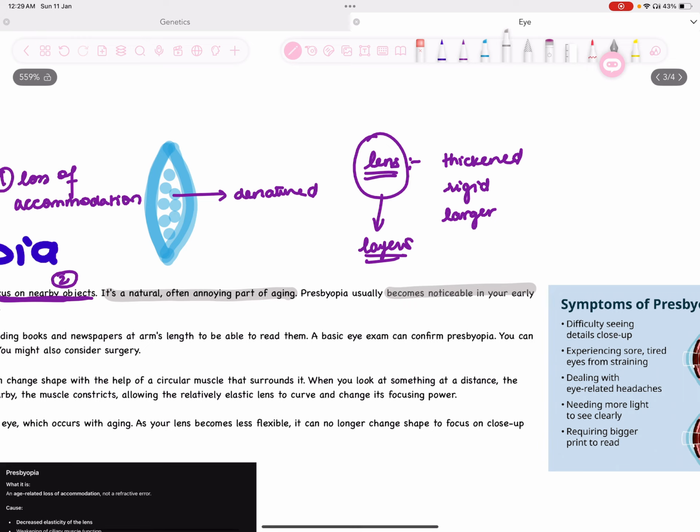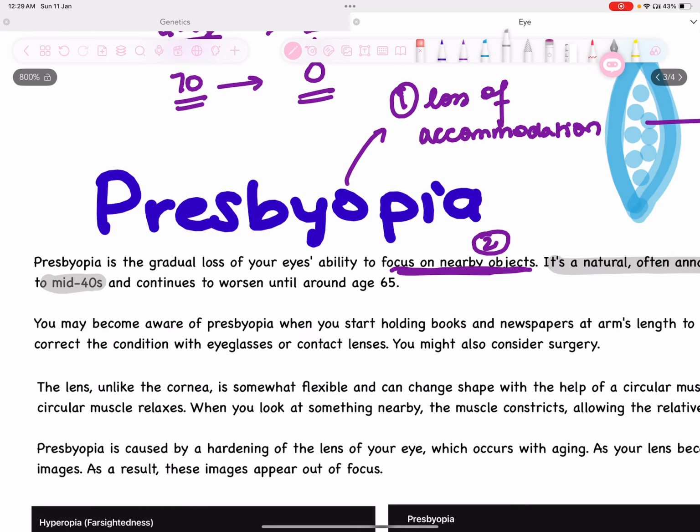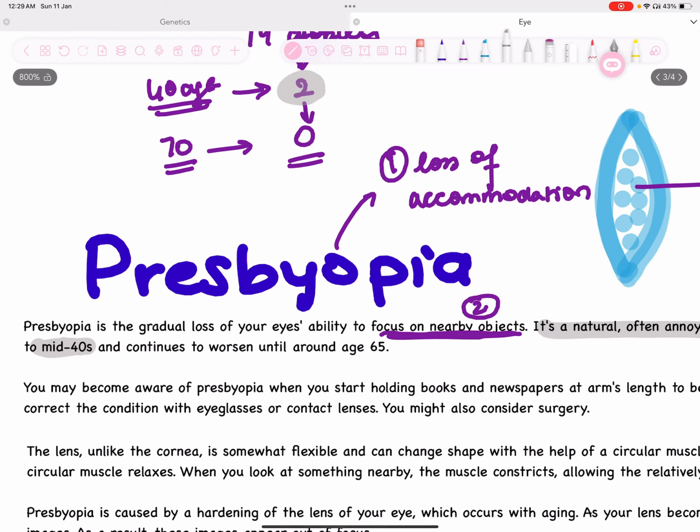Presbyopia usually becomes noticeable in the early to mid 40s because in the mid 40s, the accommodation power starts falling to 2 diopters, and it continues to worsen until the age of 65 to 70 when the accommodation power ultimately drops to 0. Once a person has reached the state of presbyopia, each eye remains focused permanently at an almost constant distance. He won't be able to accommodate at all, but he'll be able to focus on a distant object only, not a nearby object.